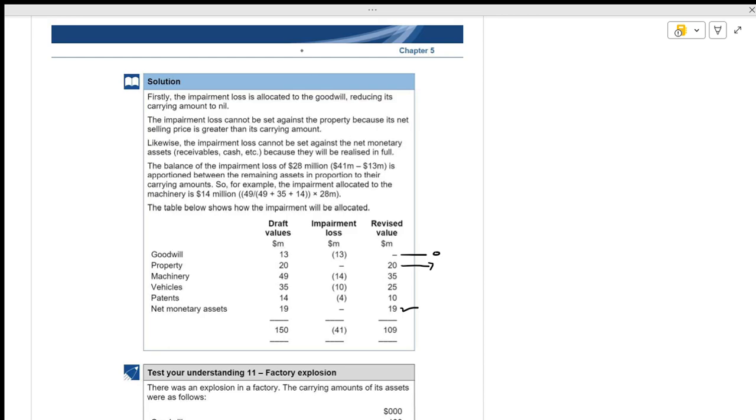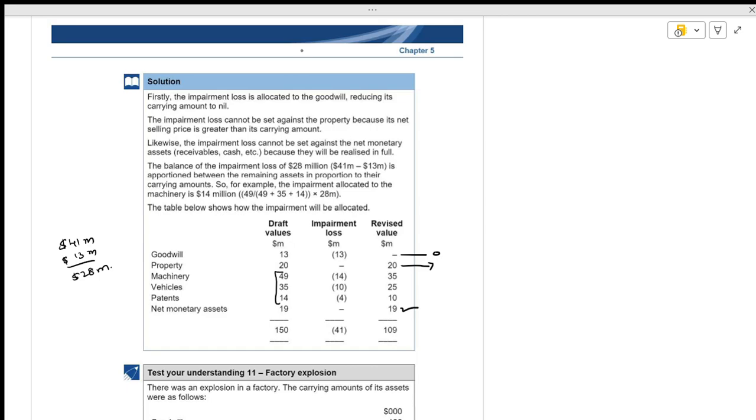The balance of impairment loss. How much is the impairment loss? Impairment loss is 41 million. Goodwill is 13 million. How much is left over? 28 million. How do we have to allocate those 28 million? We have to take this into consideration.